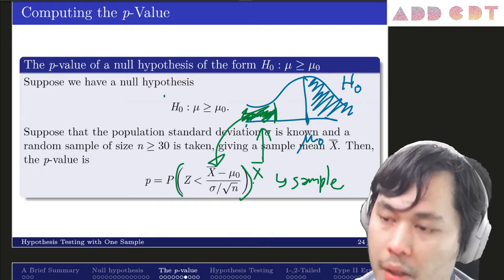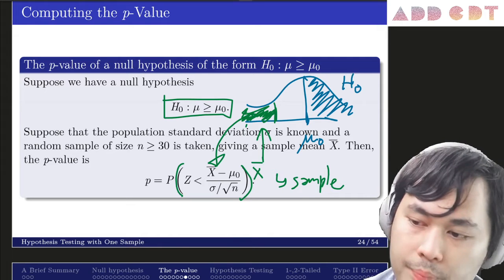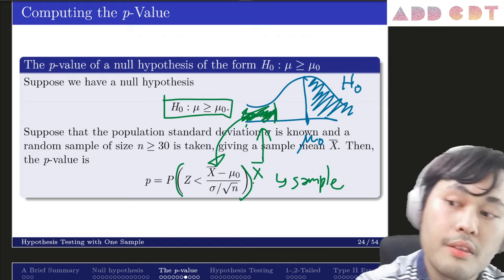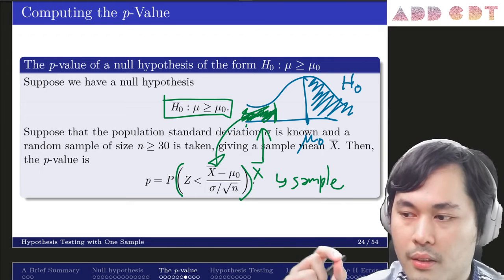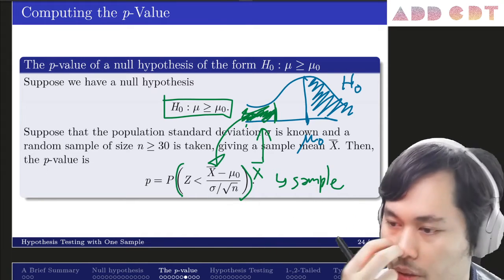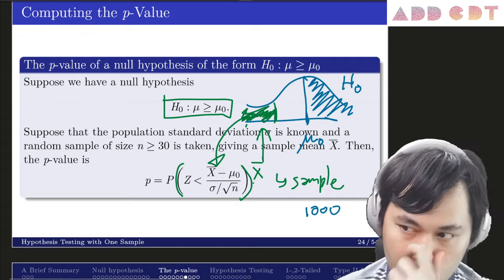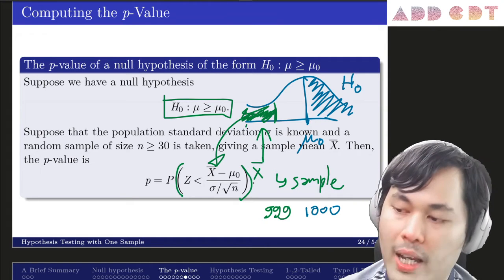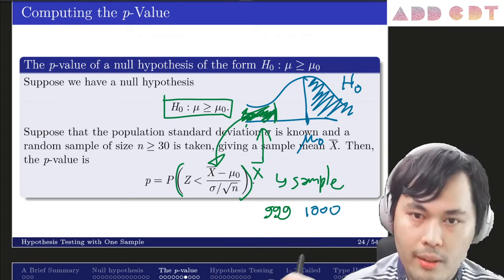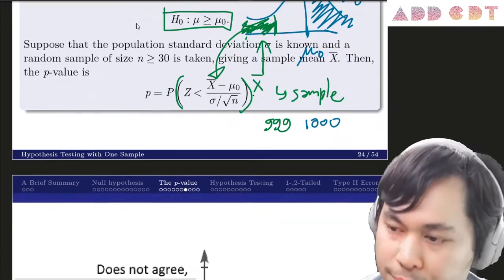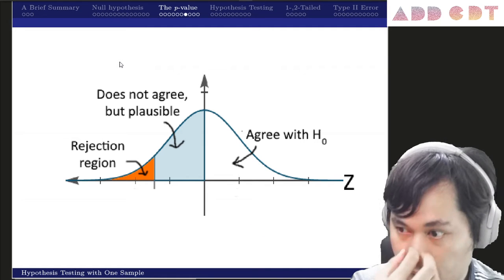So if you start with the hypothesis that the mu, the average, is at least some value mu zero, then the p value is the area to the other side, in this case to the left of the sample. We are trying to compute how likely it is that a random sample will give at most that value. So for the previous example, if we believe that the average is 1000, then we are asking how likely it is that a random sample will give a value of 999. In other words, we want to find the area to the left of that point. So that's going to be this image. This is the main concept here.